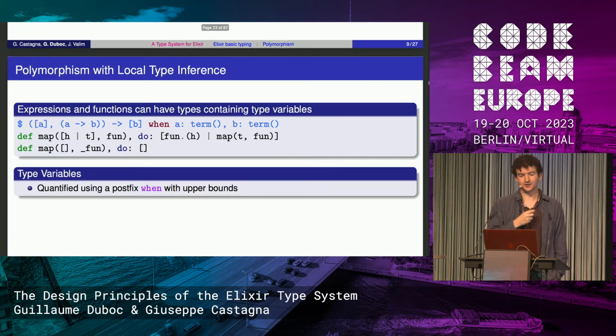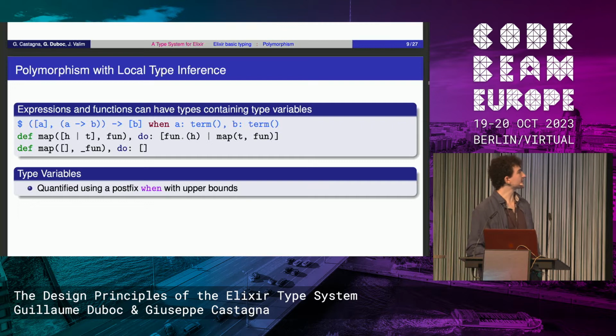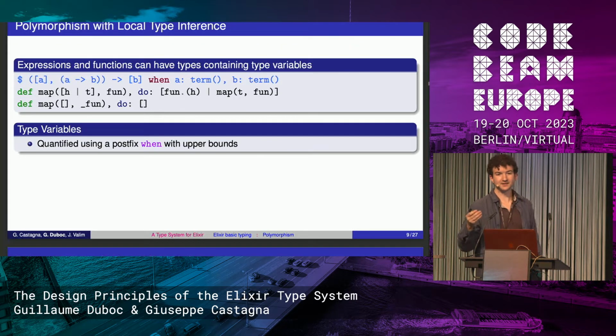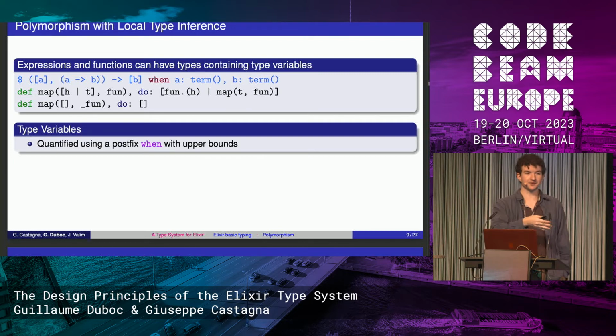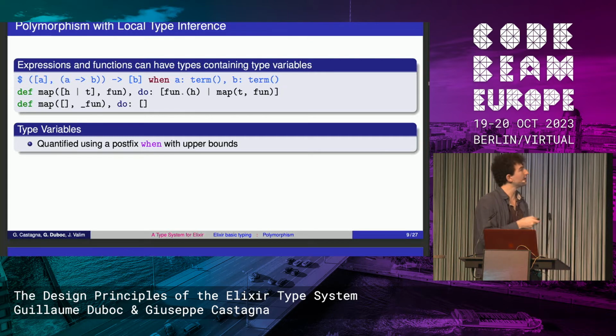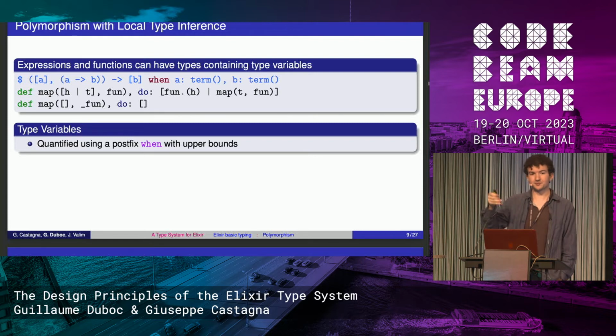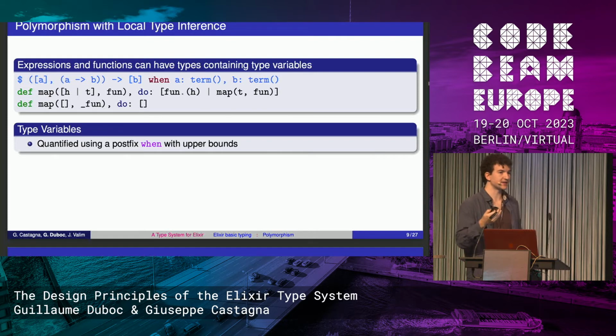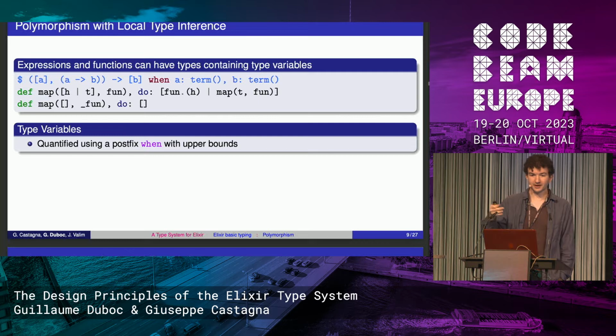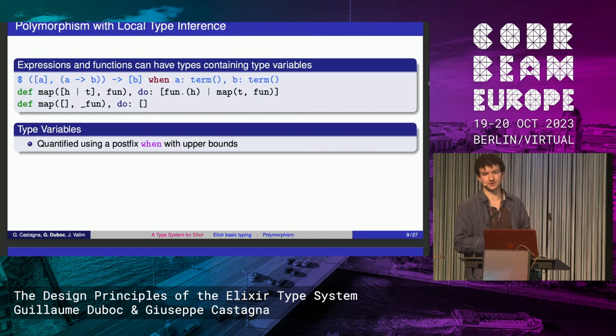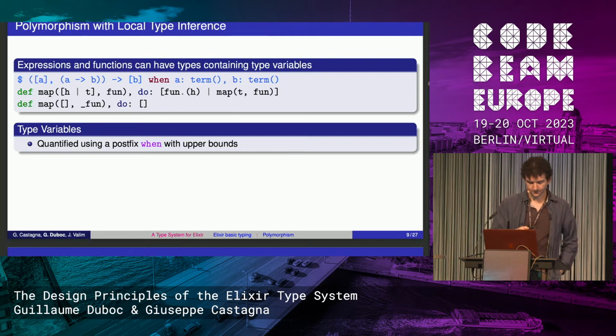And here, the type variables are quantified after the type using this when syntax, that is postfix, and we can put an upper bound on this. Here we wrote term, which is the top type, the type of any value. That means that A and B are not bound by anything, but we could want to put something smaller here, such as numbers or a custom type that you've defined.